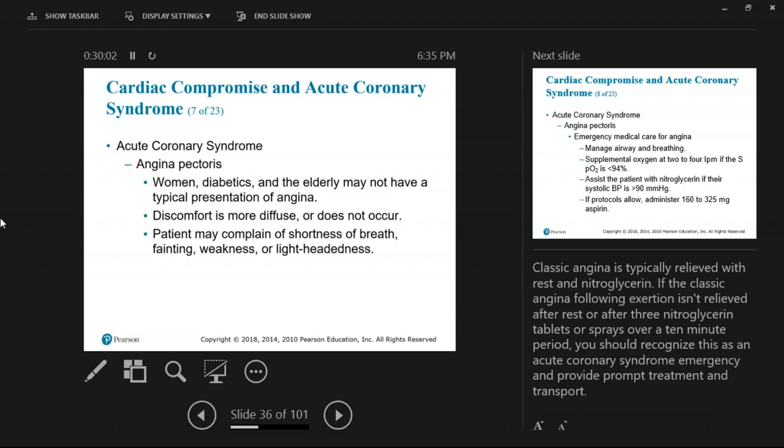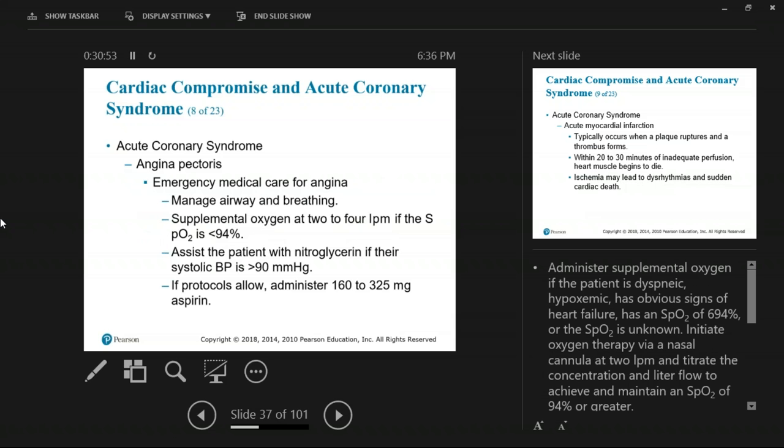And angina pectoris affects women, diabetics, elderly, who may not have a typical presentation. They're an underserved part of the population, meaning that women with cardiovascular disease versus men, they don't get picked up as often as what they used to. We've started now making sure that we really assess women, diabetics, and elderly above and beyond, because their complaints can be so weird. So a lot of times it's shortness of breath or weakness, almost to the point of fainting for women, or lightheadedness.